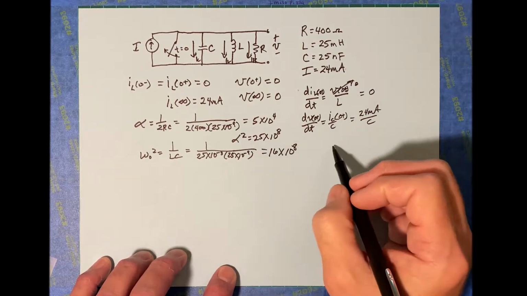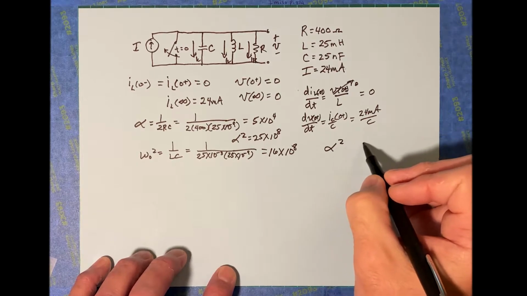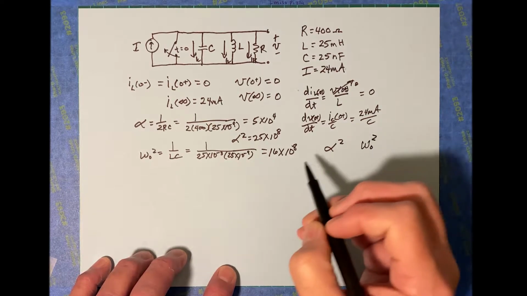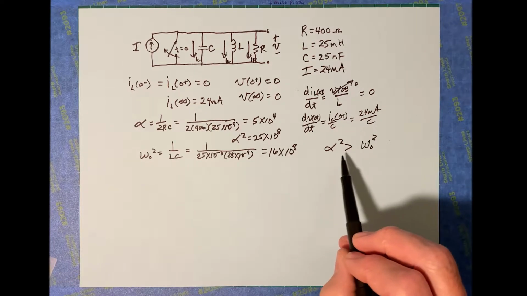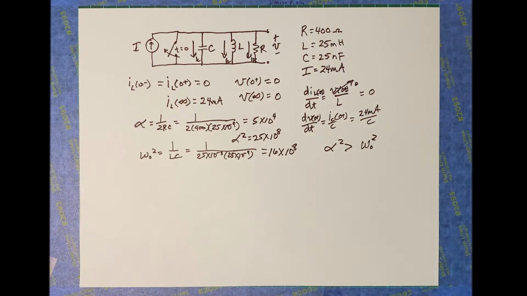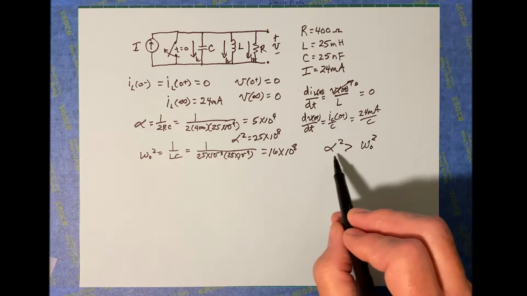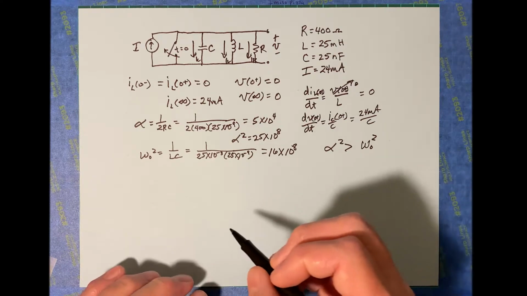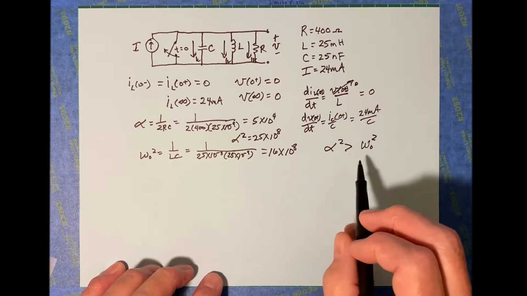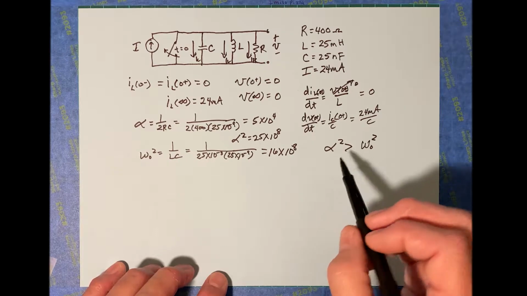Okay, so you can see the relationship here between alpha squared and omega naught squared. Alpha squared is larger. So what this means is that S1 and S2 are going to be distinct real numbers because what's underneath the radical is positive. Okay, so we're ready to do S1 and S2, but let's see, so which case is this?